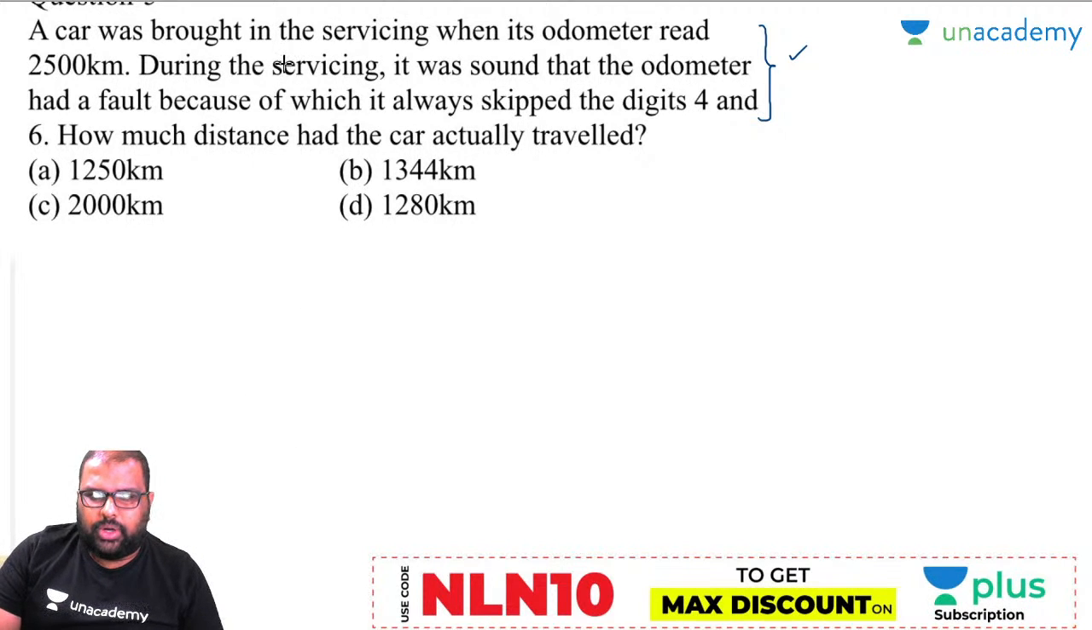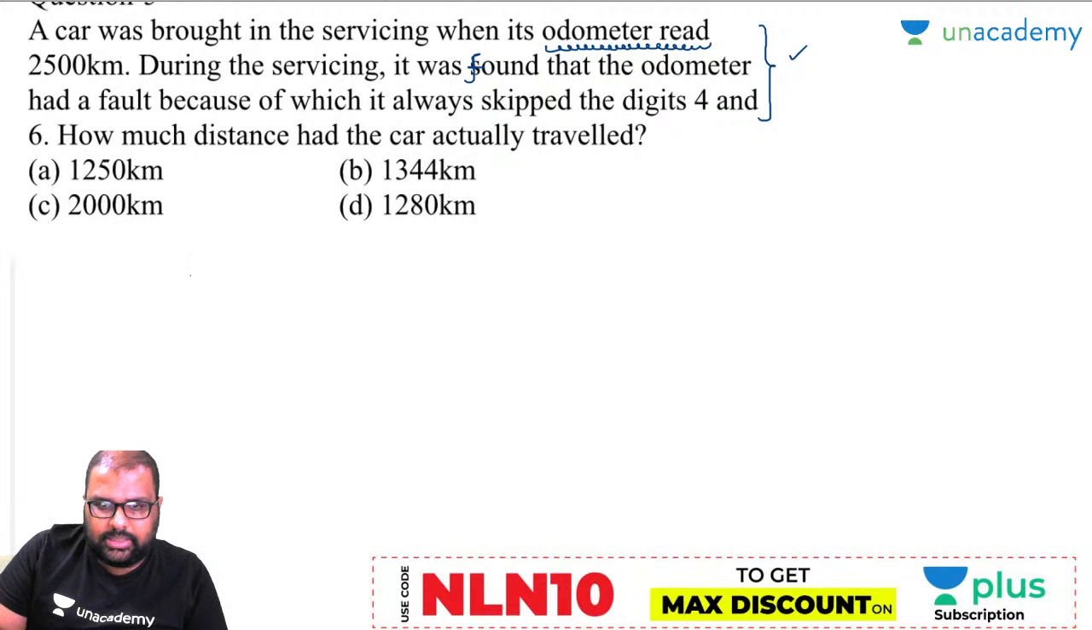A car was brought in for servicing when its odometer read 2500 kilometers. During the servicing, it was found that the odometer had a fault because of which it always skipped the digits 4 and 6, it seems. How much distance had the car actually traveled is the question asked.